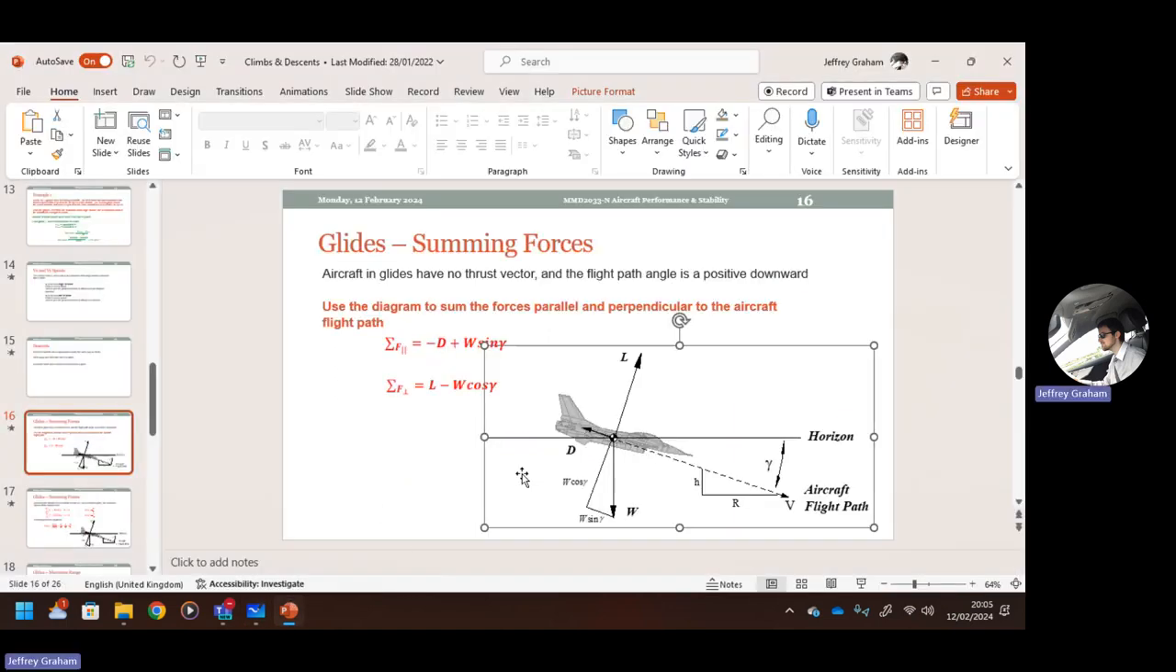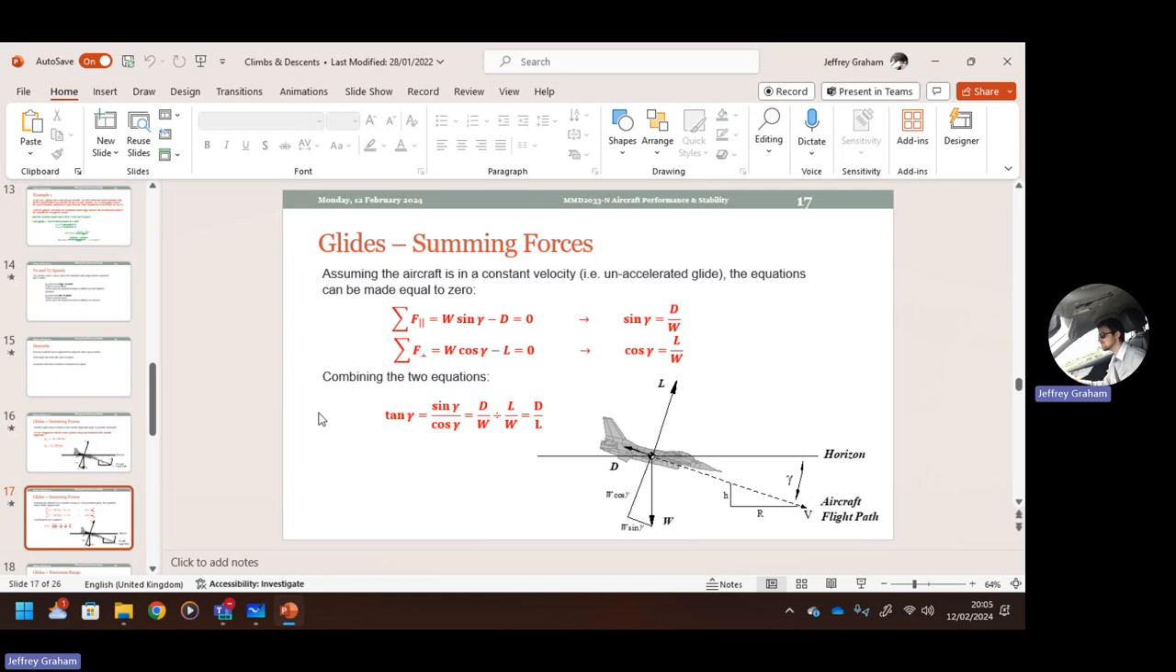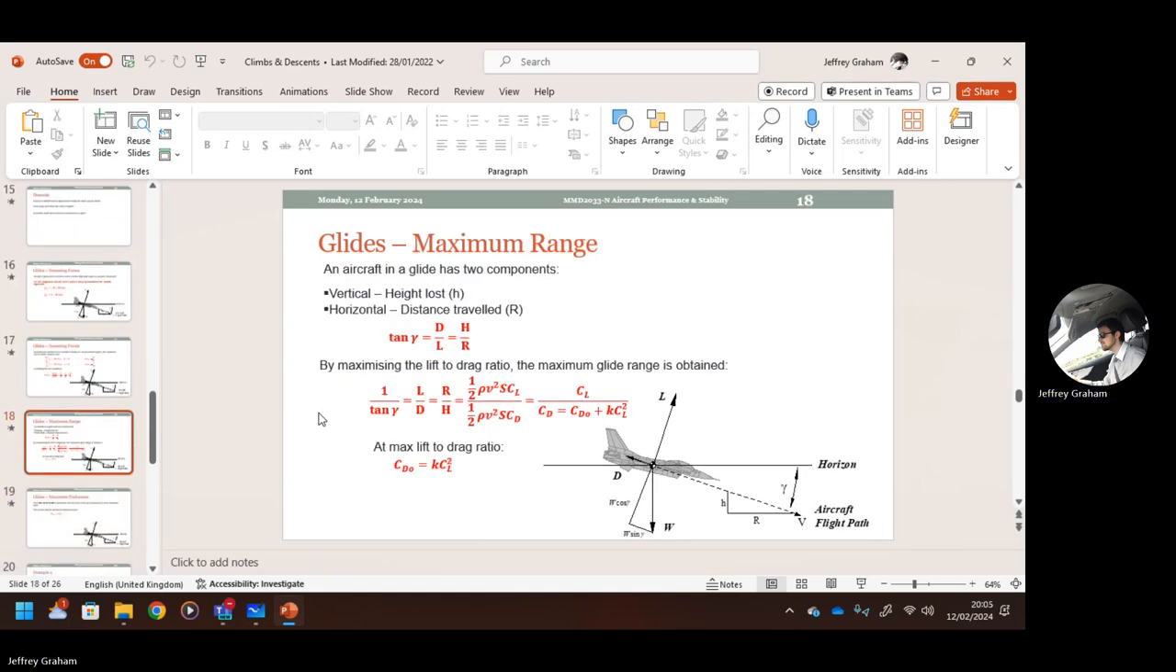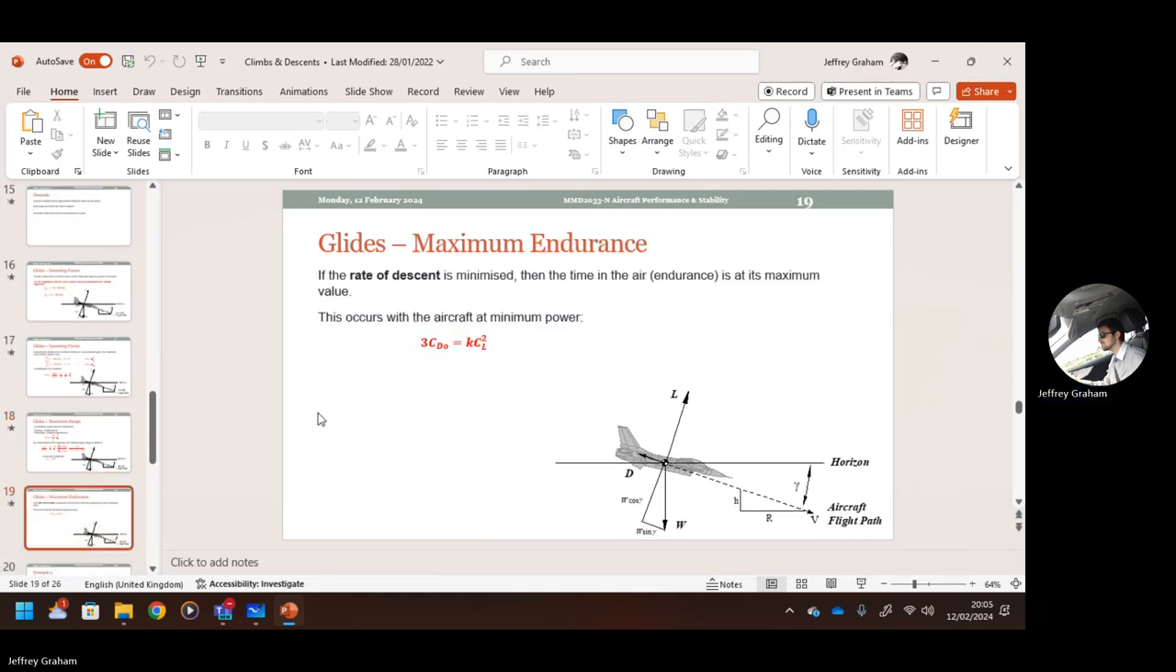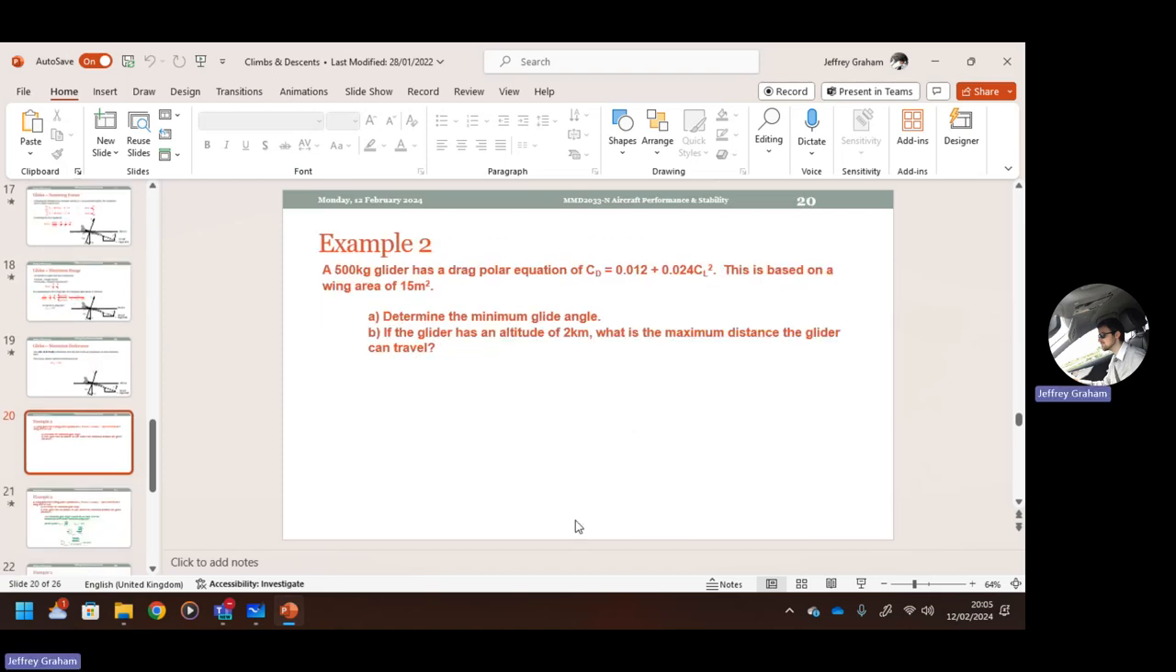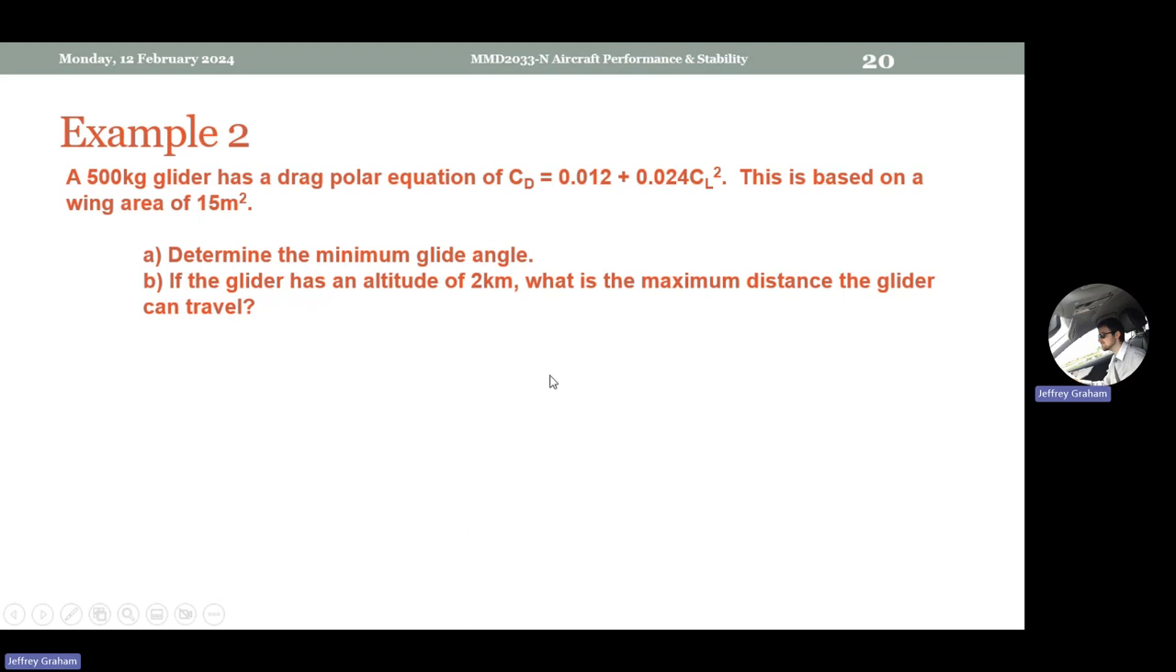Right, quickly flick back, catch ourselves up. Right. Quick example just to finish all this theory off. So, for a glider, 500 kilograms with the drag polar 0.012 plus 0.024 CL squared, and an area of 15 meters squared. So, determine the glide angle.